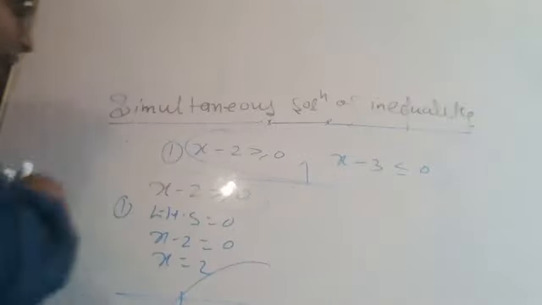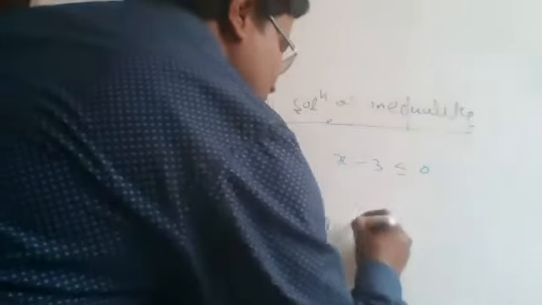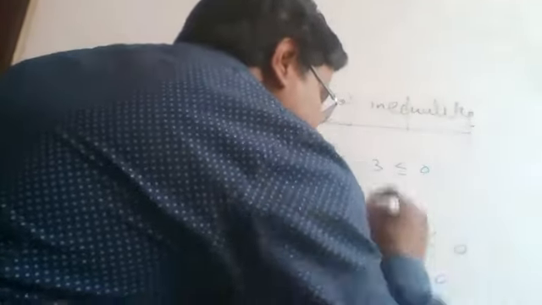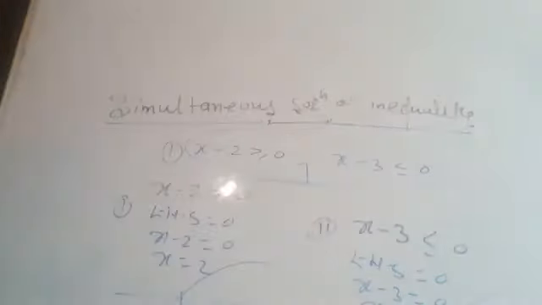After that, we solve the second inequality, which is x minus 3 less than or equal to 0. How do we solve it? We know very well: we put the left-hand side equal to 0. So write x minus 3 equals 0, so x equals 3. Now put it on the number line and draw the wavy curve like this.